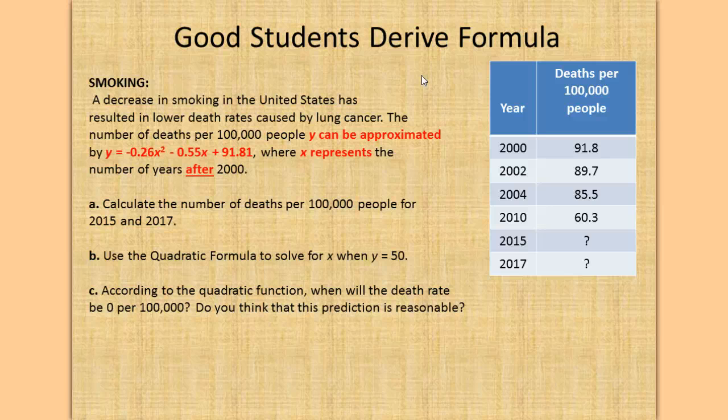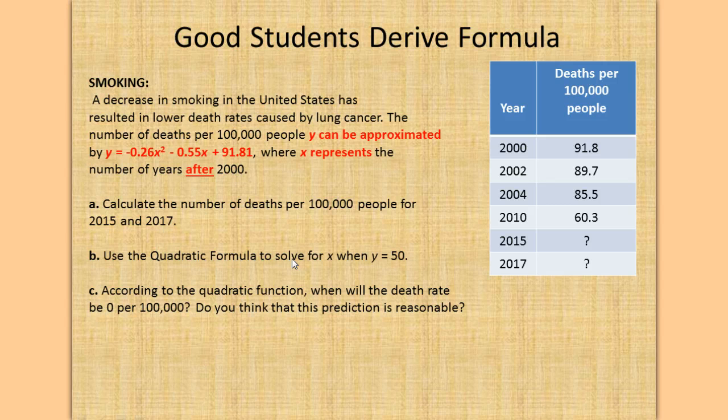A decrease in smoking in the United States has resulted in lower death rates caused by lung cancer. The number of deaths per 100,000 people, y, can be approximated by y equals minus 0.26 times x squared minus 0.55 times x plus 91.81, where x represents the number of years after 2000. The problem requires us to calculate the number of deaths per 100,000 people for the years 2015 and 2017. That's 15 years after 2000 and 17 years after 2000.